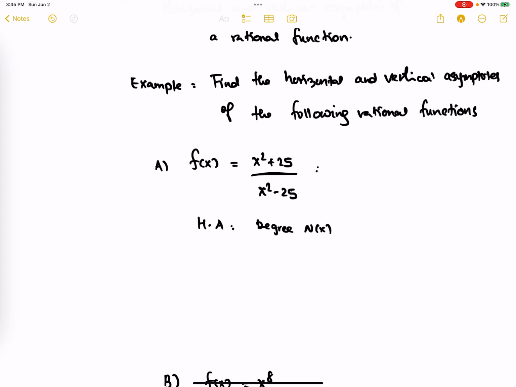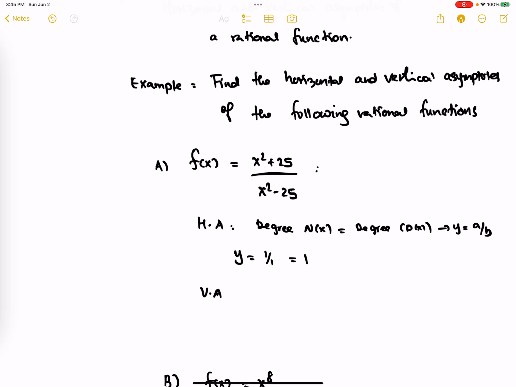For the first one, horizontal asymptote, HA: the degree of the numerator is equal to the degree of the denominator. This means you have to take a over b. So in our case, the horizontal asymptote is, x squared, which is 1 divided by 1, then 1.